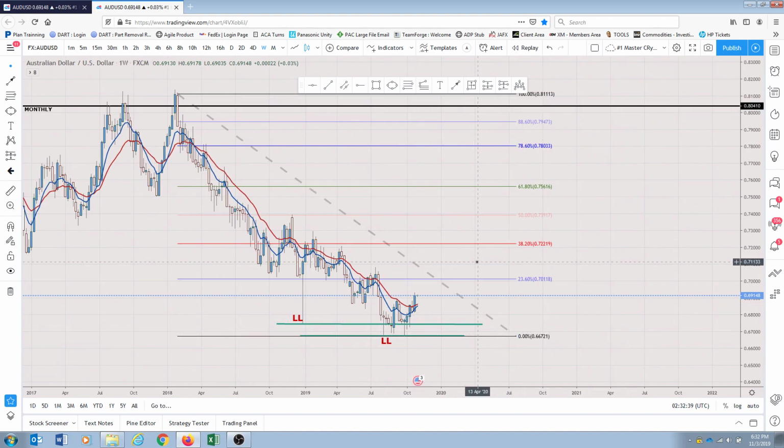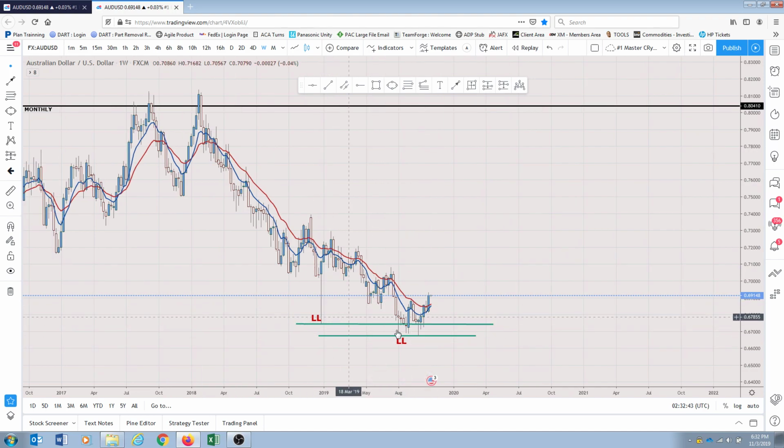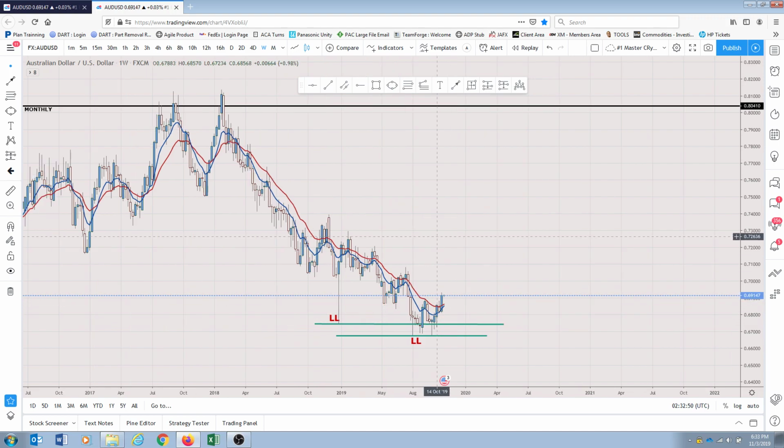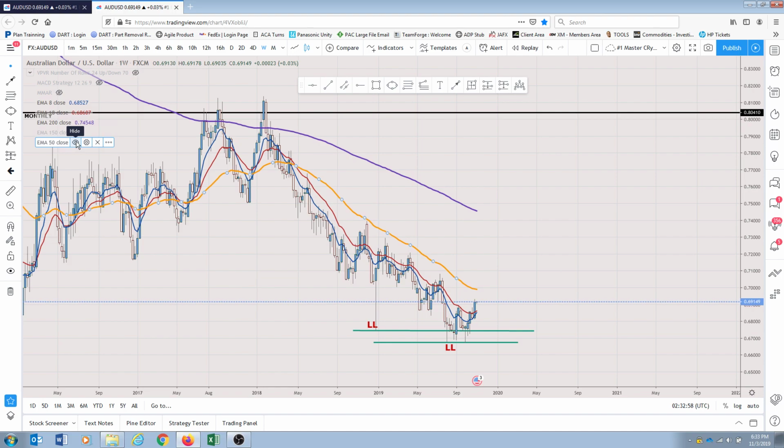So right now, just notice that we've made a lower low, but we formed a double bottom, and the EMA 8 and 18 may cross. That's all I can really get from the weekly. Let's quickly check the EMA 50. This will be our next resistance area.